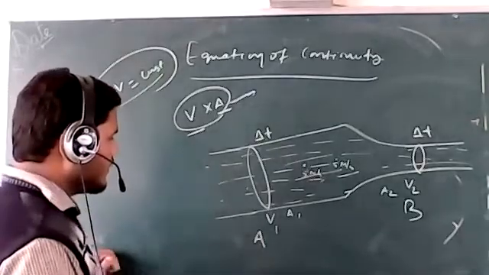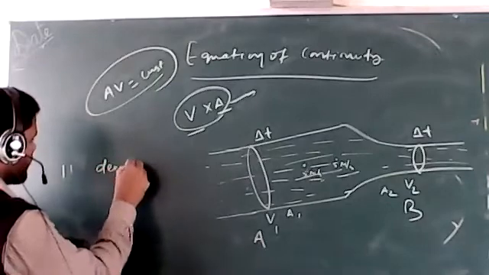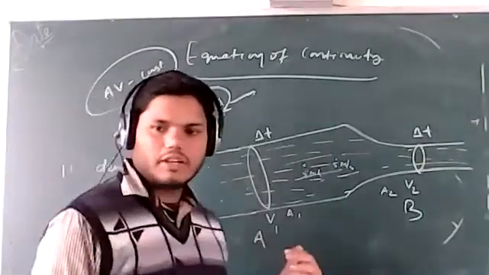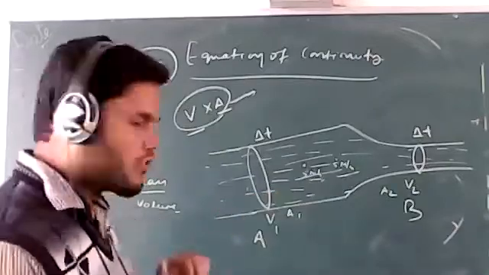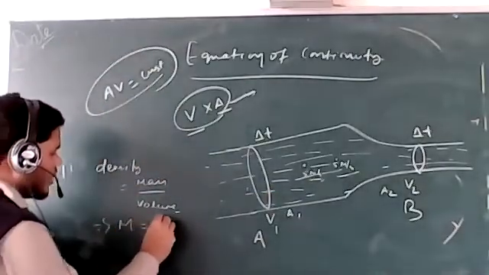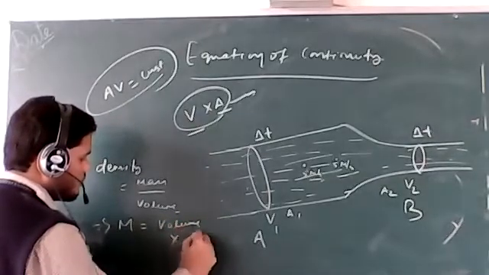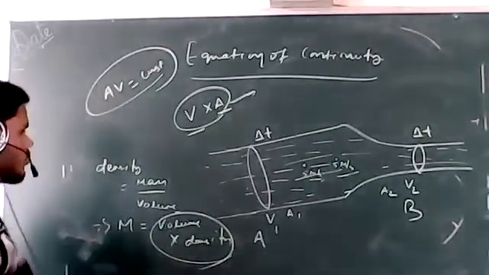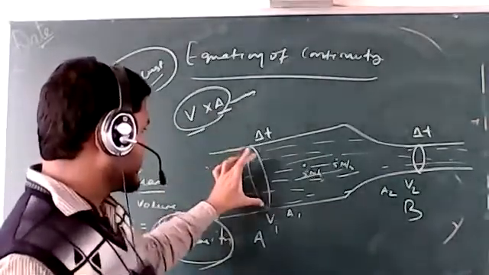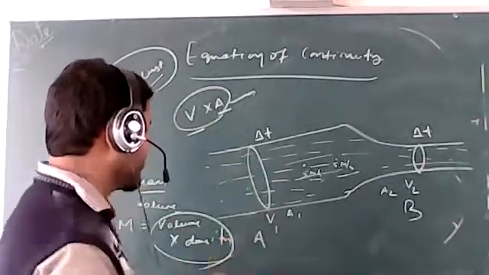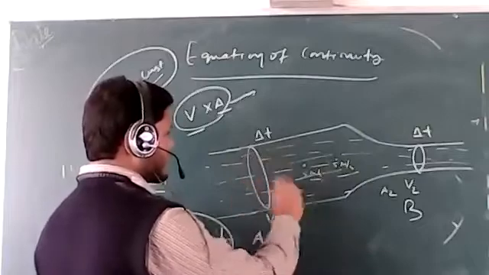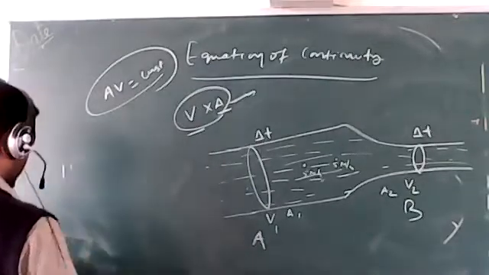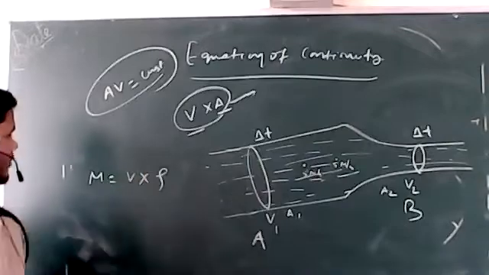First, you know the formula that density equals mass upon volume. Yes or no? So if you want to find the mass, it will be volume into density. That will be the mass. So if we want to find how much mass of liquid is passing through a particular point, we know that mass equals volume into density of the liquid.